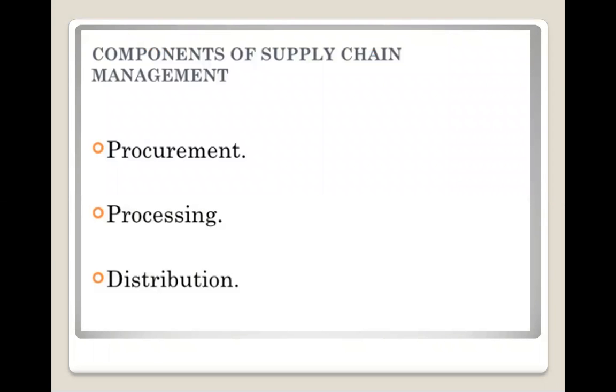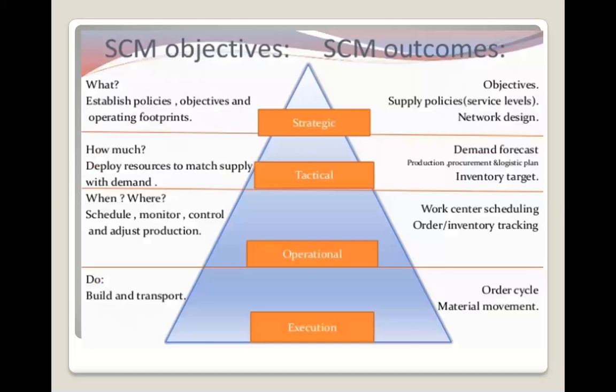Components of supply chain management: procurement, processing, and distribution. These are the main three components of supply chain management. Supply chain management objective and supply chain management outcome. There is a pyramid from bottom to top: execution, operational, tactical, and strategic. These four are the main portions of supply chain management.